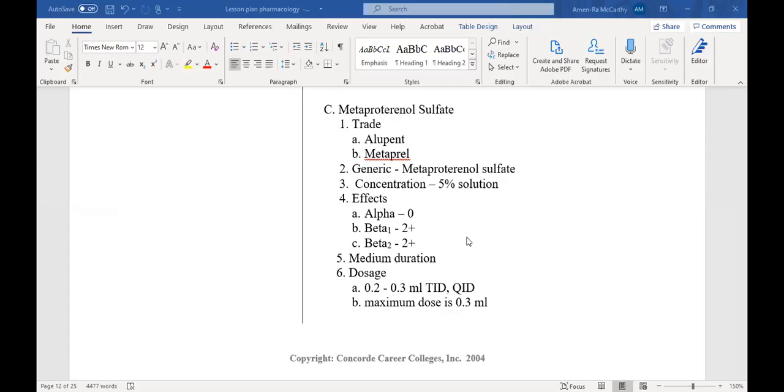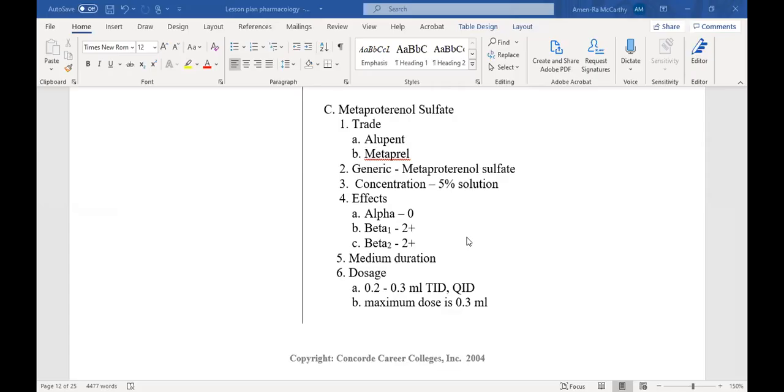Maximum dose is 0.3 mLs. The reason why is because it's so strong. It's 50 milligrams for every milliliter, right? So they're telling you you only need to give a person 0.3 mLs of that. And if we wanted to work it out, we could find out how many milligrams that is. That's how you do your drug dose calculation. So if I asked you, 0.3 milliliters of a 5% solution is how many milligrams, right?